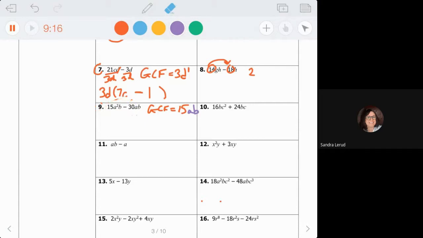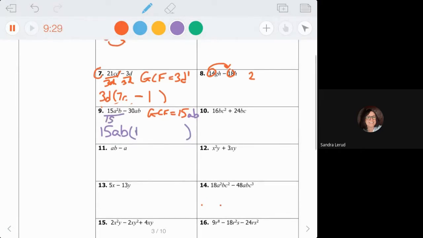So my GCF that's going to get pulled out is going to be a 15ab. And I'm going to be dividing that out. And when I divide the 15 out, I get a 1. You can write that down if you want. When I divide one of the a's, it's going to cancel 1 on the top. So I have 1 left.